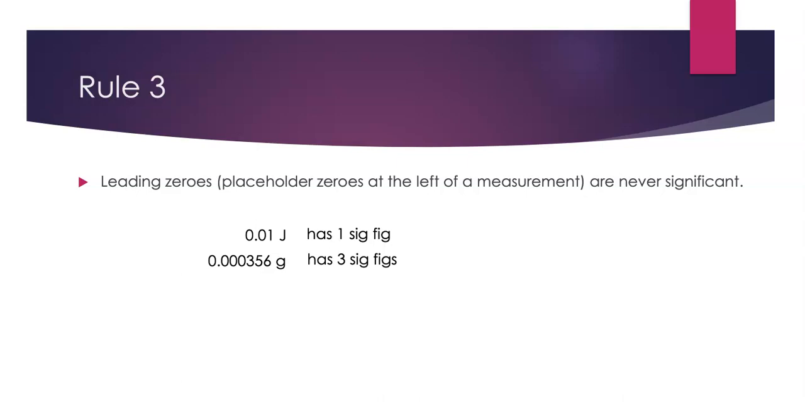Now, we can have more than one rule at play at a time. So I can actually have leading zeros here. Do you see I have 3 leading zeros? And then I have 2 captive zeros between the 5 and the 3. All right? So the leading zeros aren't significant, but the captive zero is. So there are 4 sig figs in that measurement. All right, now we're ready for Rule 4, more with zeros.